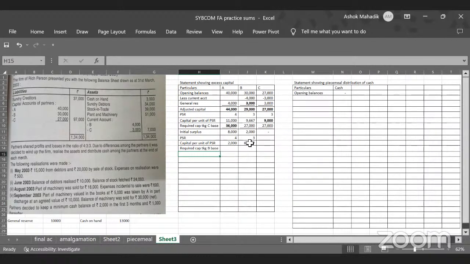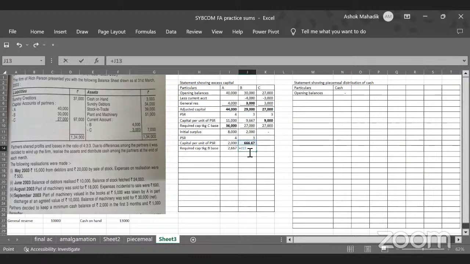So I'll make it in bold. Required capital for A will be how much? 6666.67 into 4, this fraction. It comes to 26,667. What about B? Again, 6666.67 into 3.